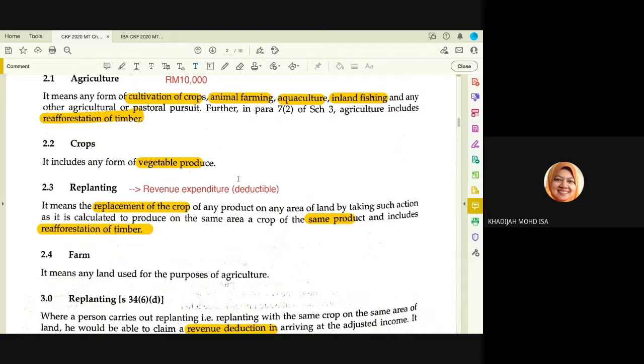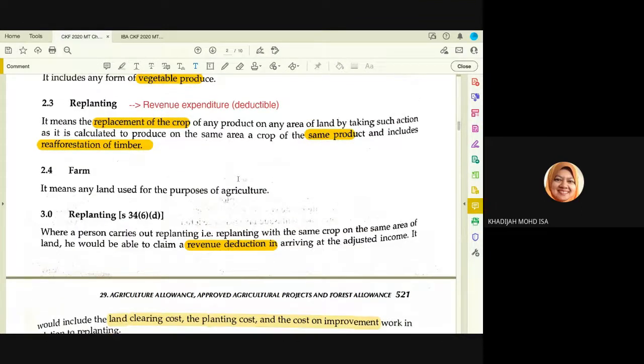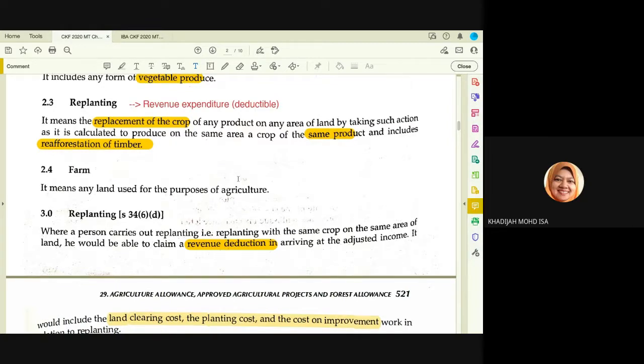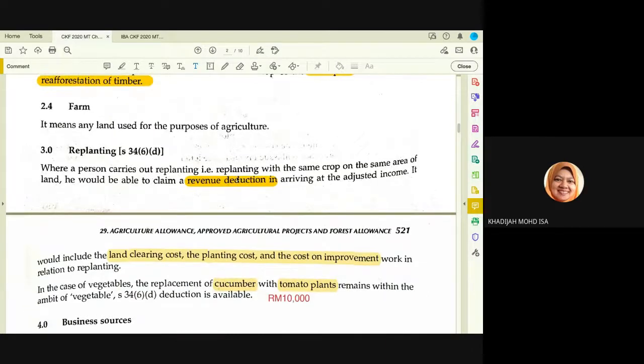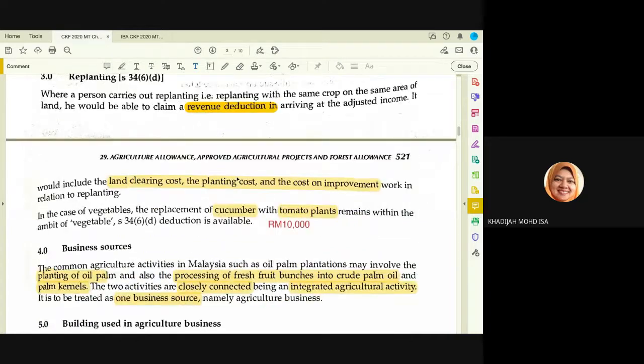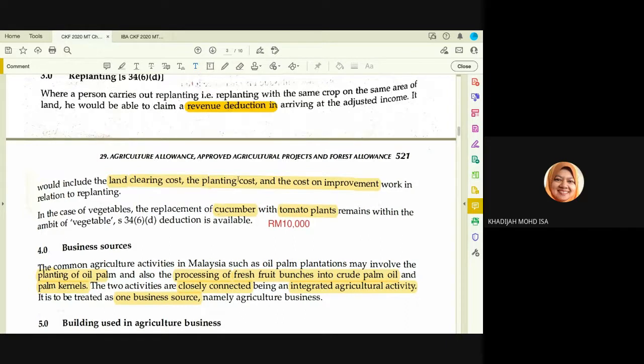But the law says that when you have replanting of the same crop on the same area, he will be able to claim a revenue deduction in arriving at adjusted income. So what's the difference between revenue deduction and claims of allowance? That includes land clearing cost, planting cost, and cost of improvement work in relation to replanting. In the case of vegetables, the replacement of cucumber with tomato plants remains within the ambit of vegetables. So therefore, it's a replanting and deduction is available.